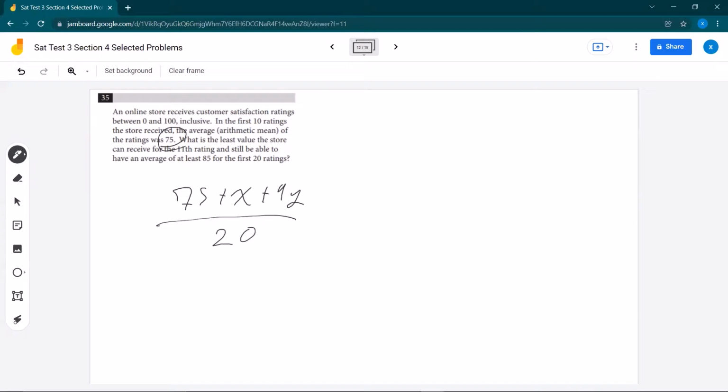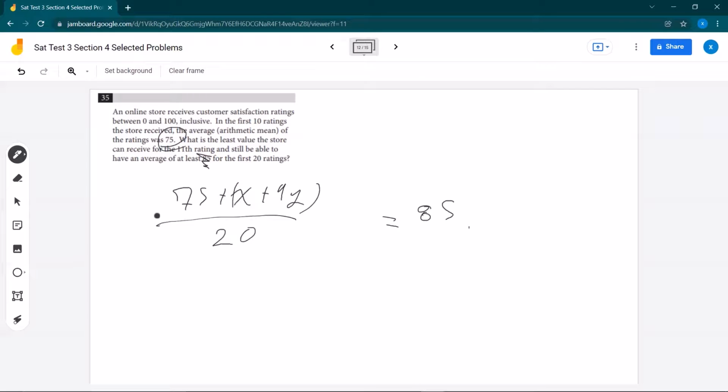Essentially what we have here is 75, and we have our 11th rating, and then we have 9 other ratings. We're saying X can be low, but what is the smallest value X can be for this X plus 9Y to still produce an overall average of 85? So this would have to be equal to 85.